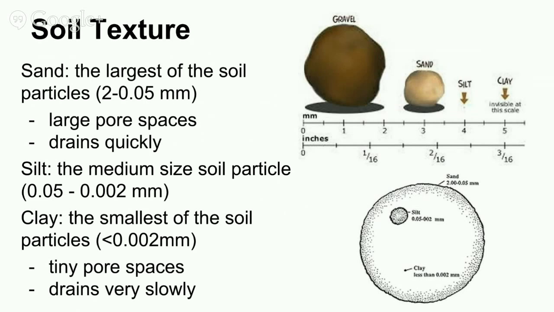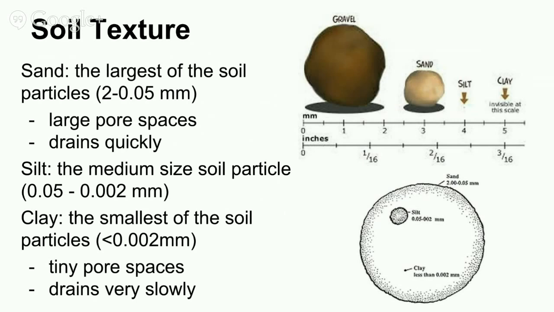0.05 of a millimeter. It has really large pore spaces, so that allows the water to drain really quickly from it. Silt is the medium-sized soil particle, but as you can see, it is significantly smaller than a sand particle. Clay is the smallest of the soil particles. It's teeny tiny. You can't see it without any really intense magnification. You couldn't see an individual particle.